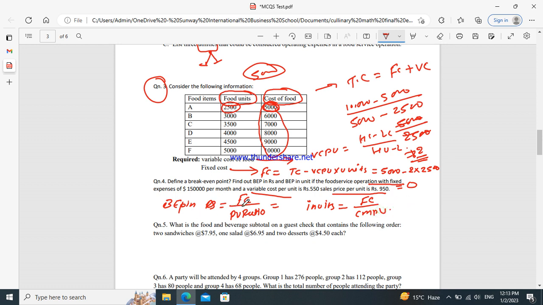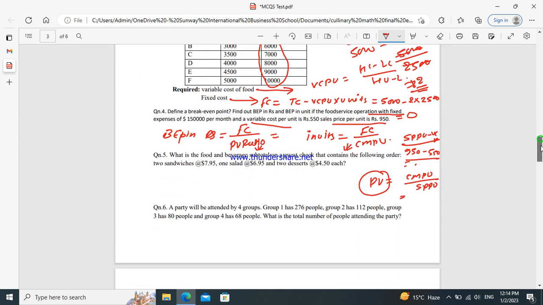How to calculate CMPU? CMPU is equal to SPPU minus BCPU. We have SPPU, which is 950 minus 550. This is your answer. And PV ratio, PVR, is equal to CMPU divided by SPPU. Calculate CMPU from this data, divide by SPPU, and you can find out the PV ratio. Use the PV ratio over here and CMPU over here, and your answer will come onto your answer sheet.